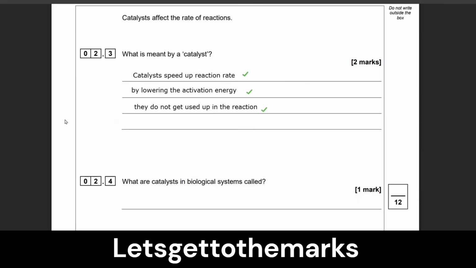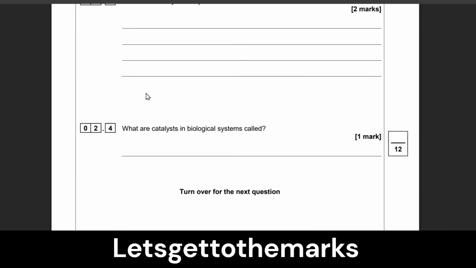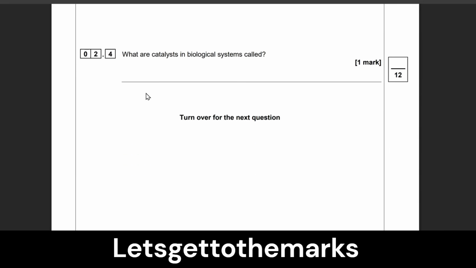Okay, let's go on. What are catalysts in biological systems called? So why don't you pause the video and try and think of what are the only catalysts you know about in your biology? And hopefully you come up with the word. It's enzymes. And that will get you a mark. Remember, enzymes speed up reactions without getting used up, but enzymes can be denatured at high temperatures. That's the thing in biological systems. They don't like to get too hot.